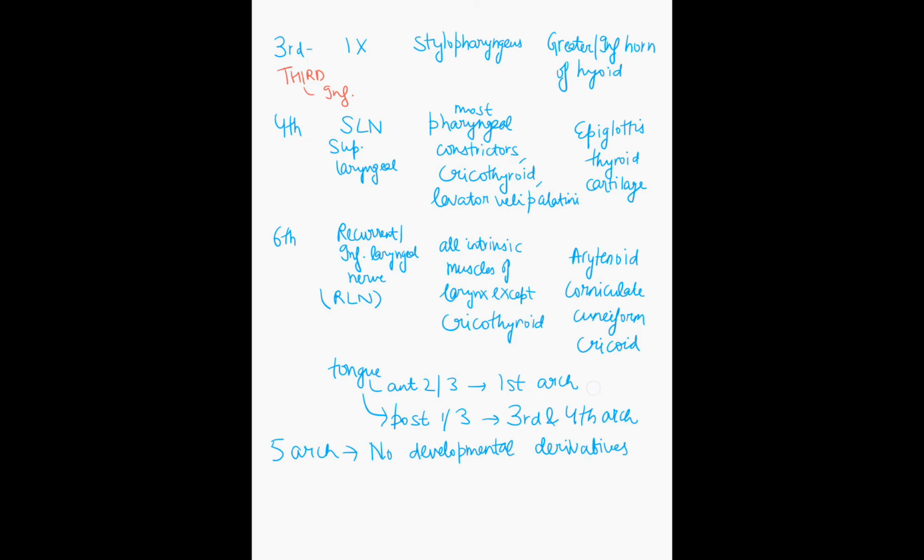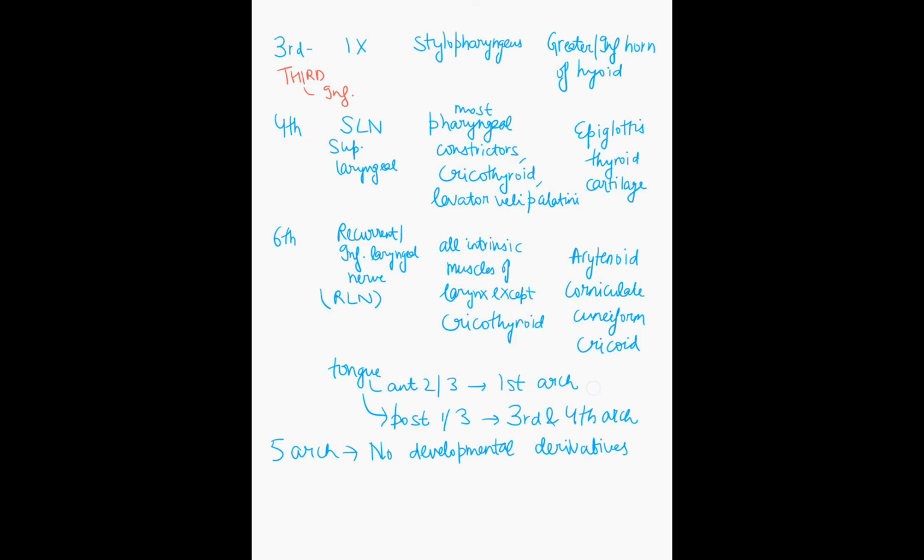Then the fourth arch gives rise to most pharyngeal constrictors, cricothyroid and levator veli palatini. Tensor was in the first arch. Here is levator veli palatini and cricothyroid and pharyngeal constrictors, meaning all the pharyngeal muscles. And what are the cartilages? Epiglottis and thyroid cartilage will take their origin from the fourth arch.